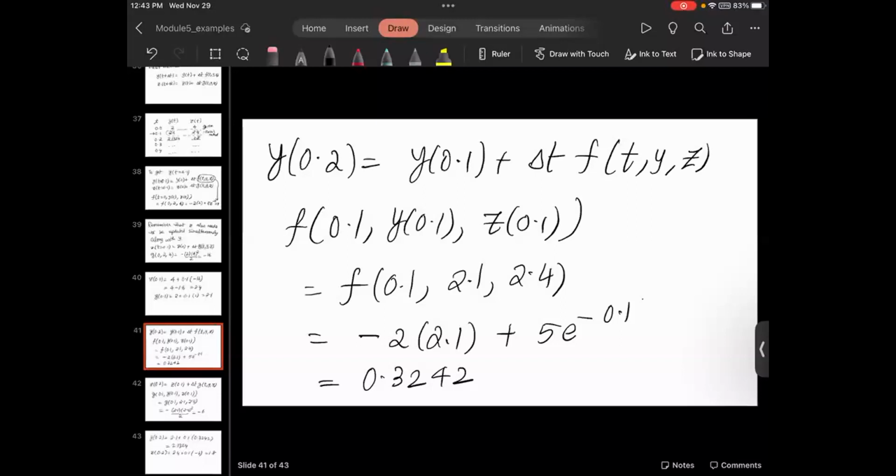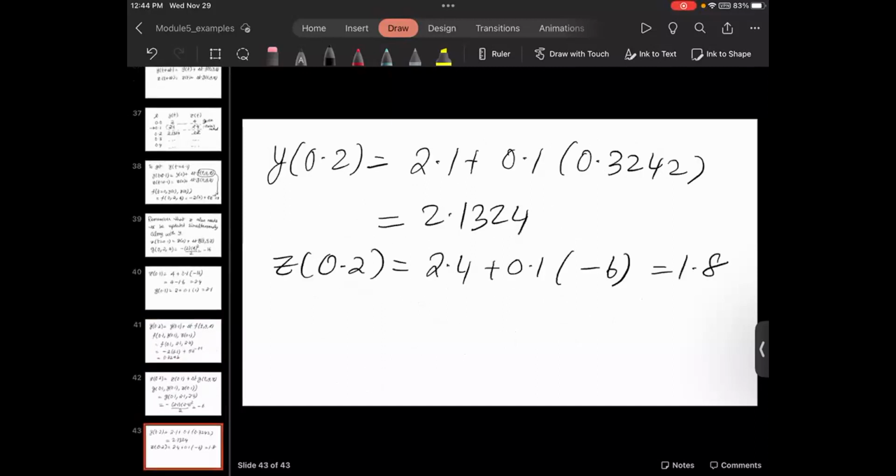Correct? Let me check. Hold up, 1 second. I'm getting 1.3. Okay, so minus 2 multiplied by 2.1 plus 5 times exponent of minus 0.1. That is the function, right? Oh, it's a negative. Okay, that's why I'm messing up. Okay, yeah, all right, I got it. So let's just wait for Richard to finish up.